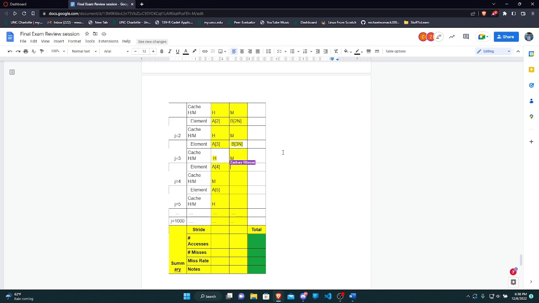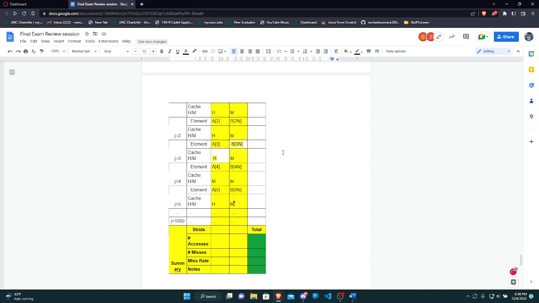But going back to B, when J is 4, it's going to be 4 times N, and it's going to miss again. And the pattern holds true for when J is 5, it's going to be 5N, and it's going to miss again. And it'll do that for all 1,000 times.